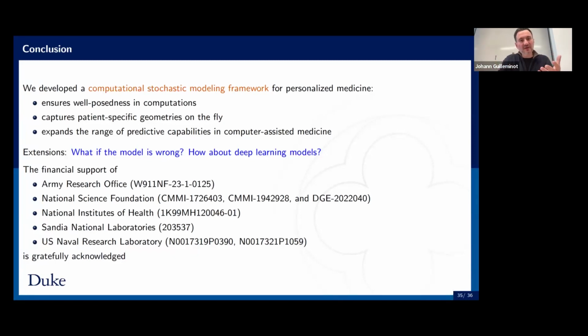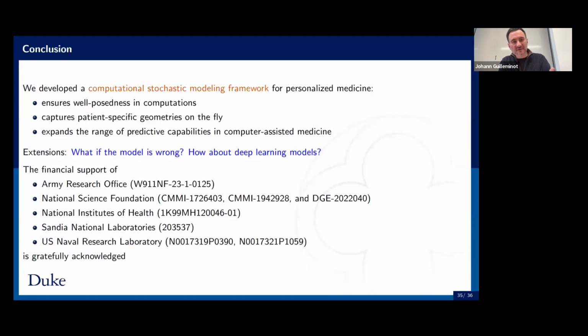Now, what we are bringing in here is the material uncertainties across groups of patients. You can also do that on the fly using the algorithm that we have. And that, we believe, truly expands the range of predictive capabilities in computer-assisted medicine. So that was the main part of the talk.